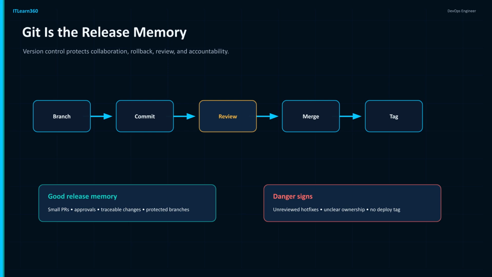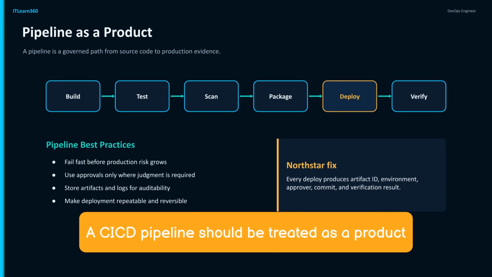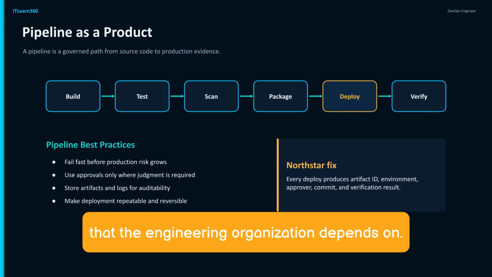During the North Star incident, the team should be able to answer which commit is in production, which pull request introduced it, who reviewed it, and what tag identifies the release. Without that memory, rollback becomes guesswork. With it, the pipeline can become a governed path that turns a source change into a traceable production artifact and verification result. A CI/CD pipeline should be treated as a product that the engineering organization depends on.